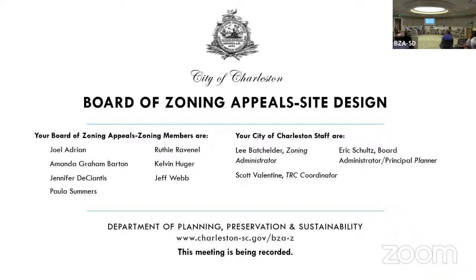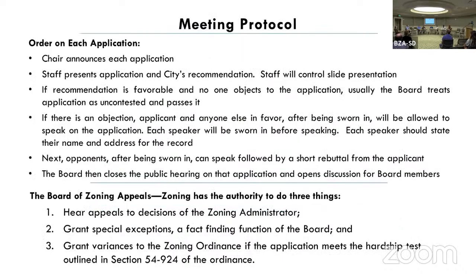We will conduct this meeting in usual fashion. We will first receive information from city staff about the application and their recommendation. If the recommendation is favorable and no one objects to the application, the Board of Zoning Appeals treats the matter as being uncontested, passes it as a matter of course. If, however, the city recommends against the application or there is opposition to the application, we treat the application as contested and hear from the applicant and anyone else who is in favor of the application. We next hear from anyone opposed, followed by a short rebuttal from the applicant.